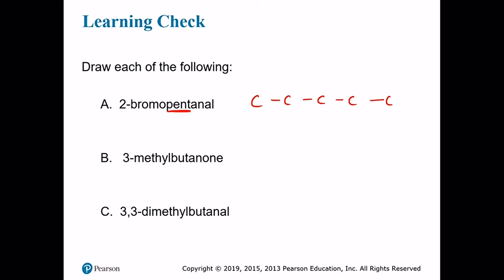The terminal carbon is going to have an aldehyde group, so I can make that this carbon with a double bond to an oxygen and then a bond to a hydrogen. That gives you my aldehyde at the 1st carbon. And then the bromine is going to be on the 2nd carbon. So if this is carbon number 1, then this is carbon number 2, where the bromine is.